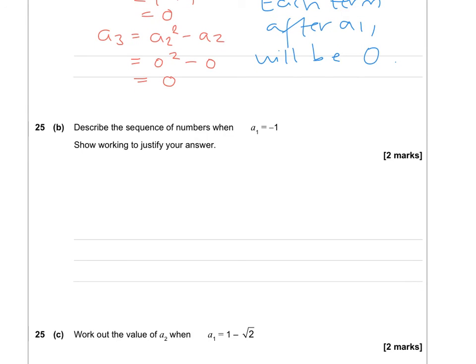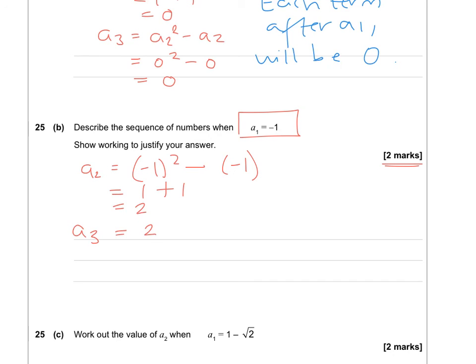Question 25, part B. Describe the sequence of numbers when a1 equals -1. Show working to justify your answer. 2 marks this time. So a2 is equal to a1 squared minus a1, being very careful because there are negative numbers here. So this is 1 plus 1, which is equal to 2. a3 is then equal to a2, which is 2 squared, take away a2. This is 4, take away 2, which is equal to 2.